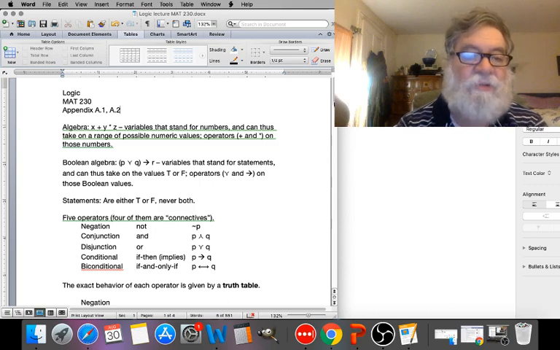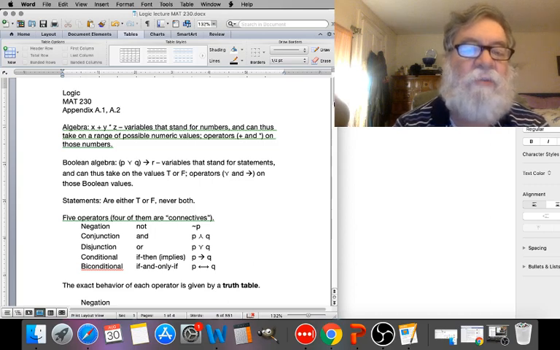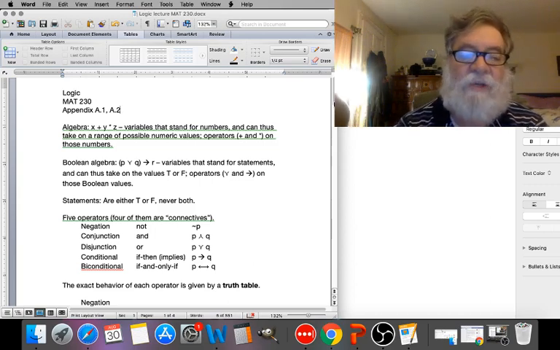So Boolean algebra is the same thing. You have something like what I have written there, which is P or Q implies R. Variables, again, P, Q, and R, that stand for statements in this case. Statements can take on only the values true and false. So P is either true or false, Q is either true or false, R is either true or false. And then those operators, or and implies, that is if then, are operators on those Boolean values.